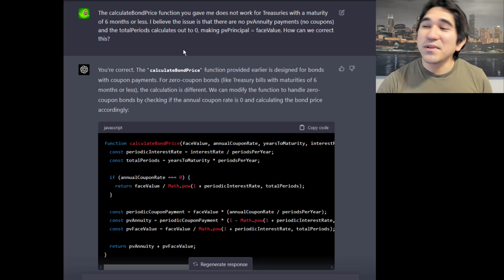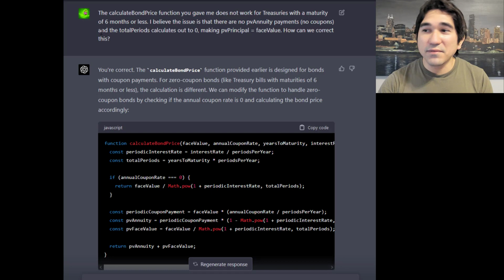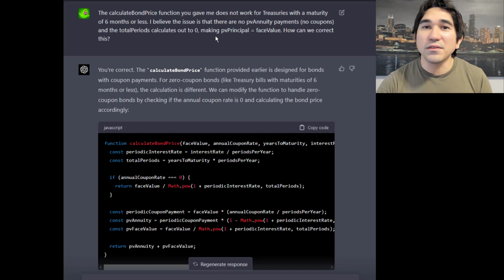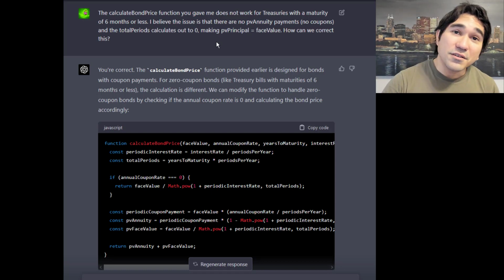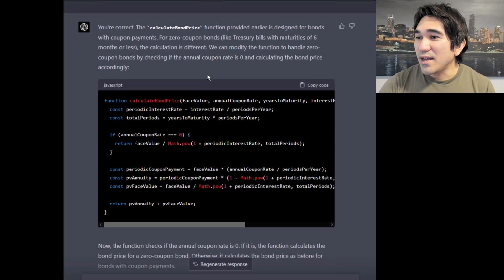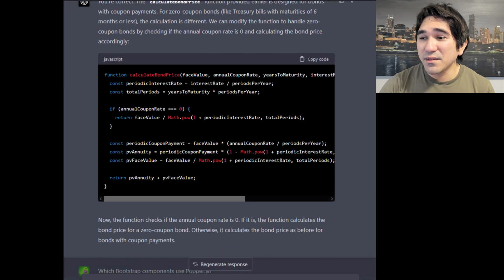I believe the issue, from me looking at the code, is that there are no coupon payments, and because of that, the total periods in the way it does the calculation comes out to 0, so the principal ends up equaling the face value, and there's no adjustment for the interest rate change. So I asked ChatGPT, I challenged it, how will we change this code and modify it? Impressively, it looked at its own code, admitted its error, and went ahead and gave me the modification to the code to get this to work.